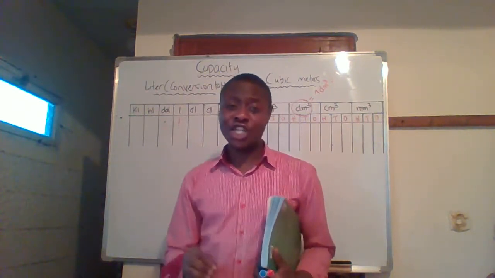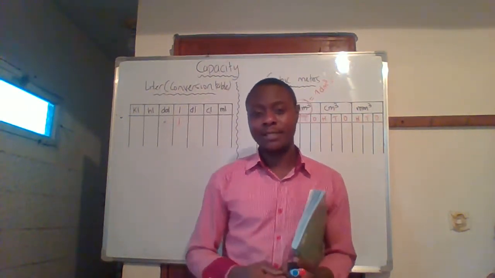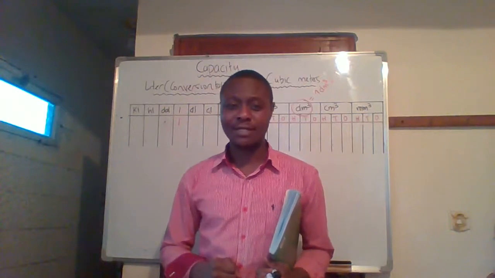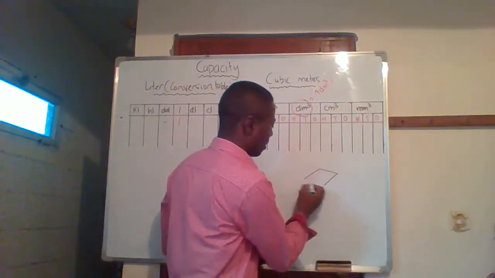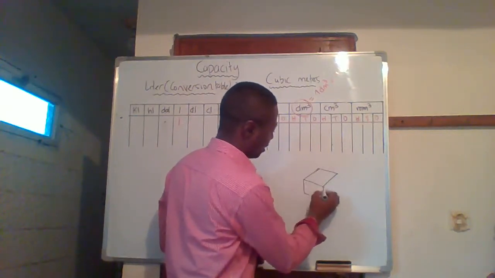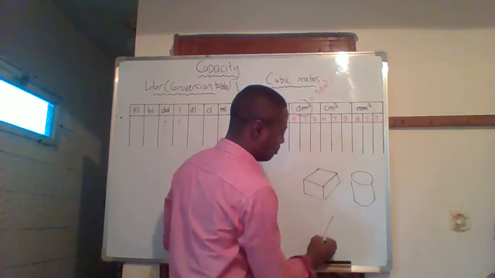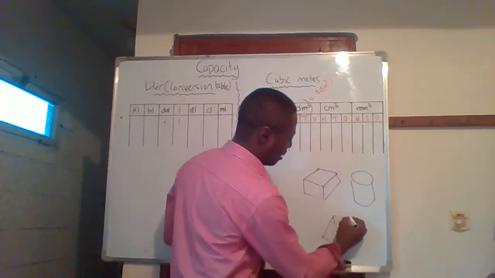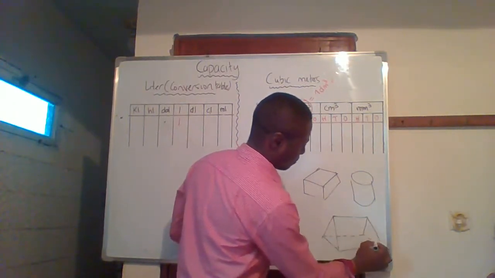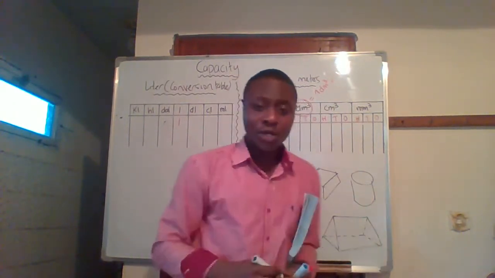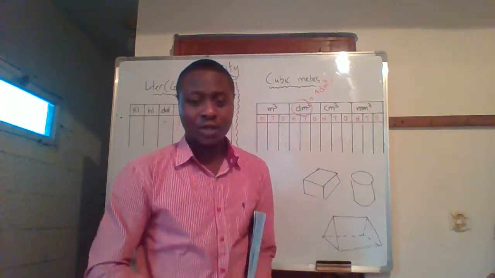Today we're going to continue with the concept of solids that we started last week. We learned about the different types of solids, such as the cuboid, the cylinder, and prisms. These are some of the different types of solids we learned.